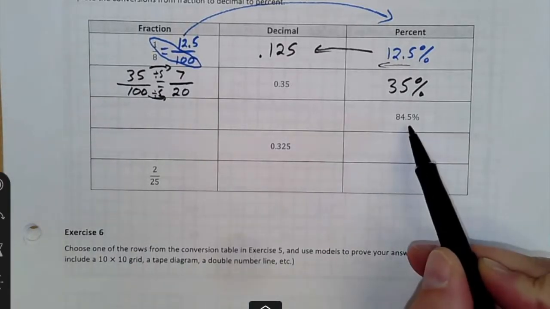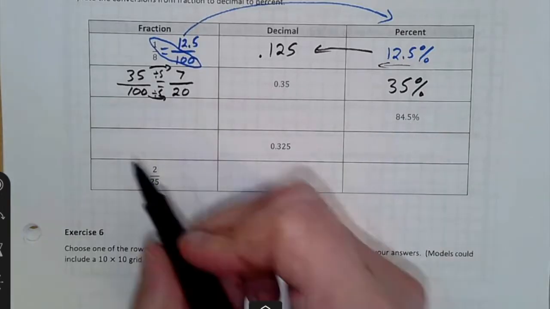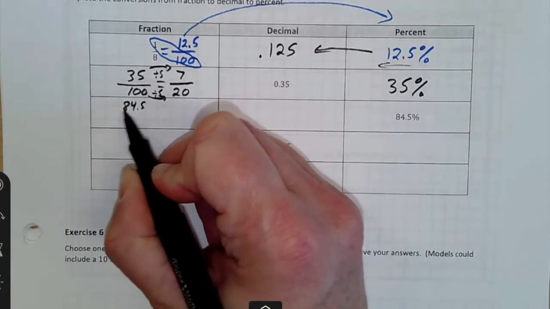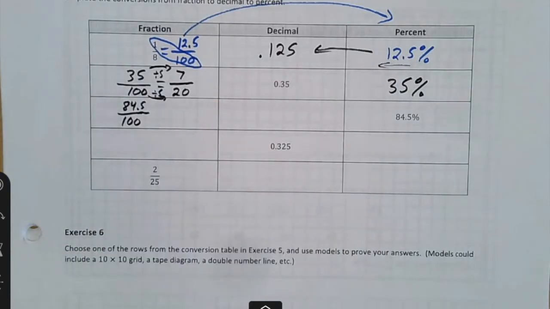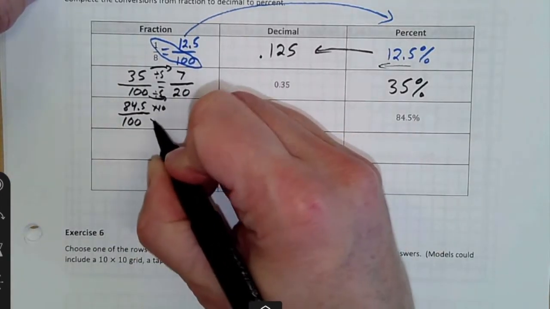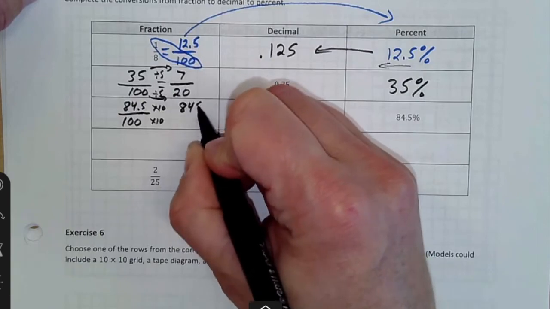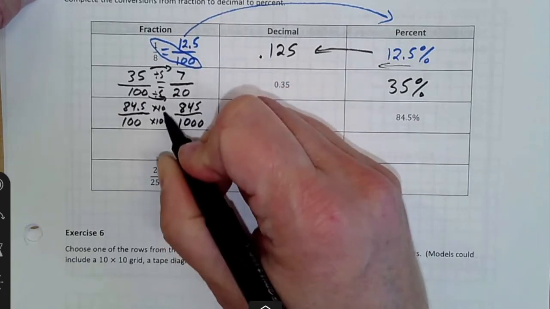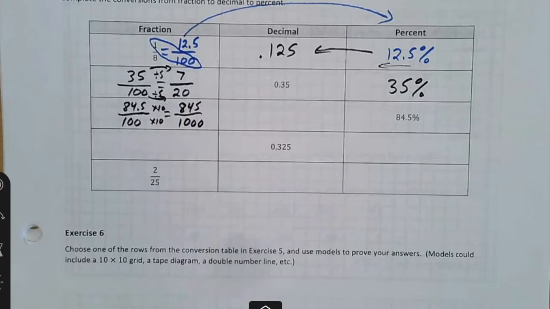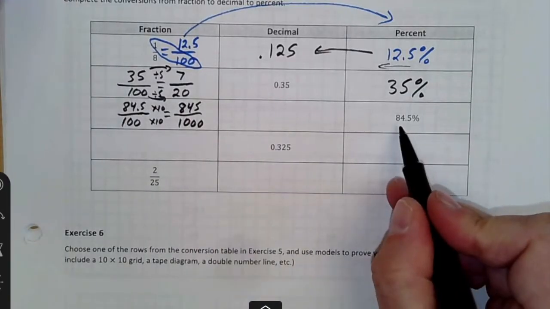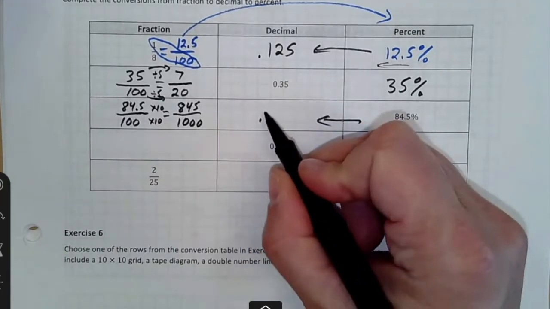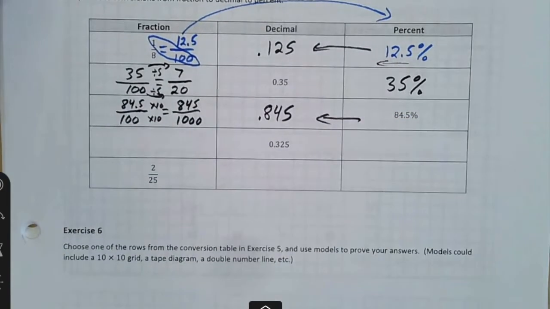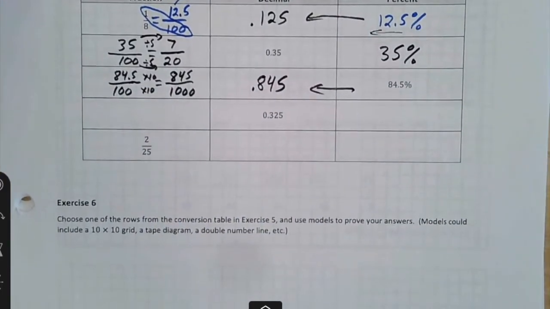This one, 84.5%. So that to me would be 84.5 out of 100. Some people think that looks weird because there's a decimal in there on top of the fraction. So in order to get rid of the decimal, you can times it by 10. And then that's 845. But now that's out of 1,000 instead of out of 100. But you can get rid of the decimal. 84.5% as a decimal, you just move the decimal back 2 places. 0.845 is your decimal.